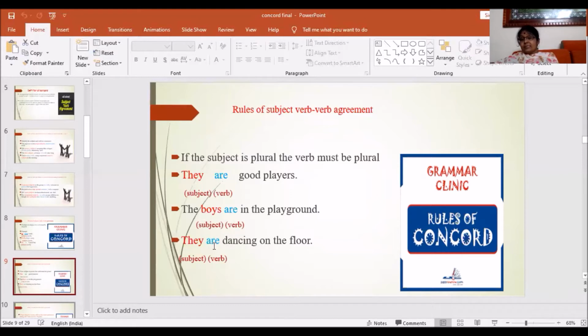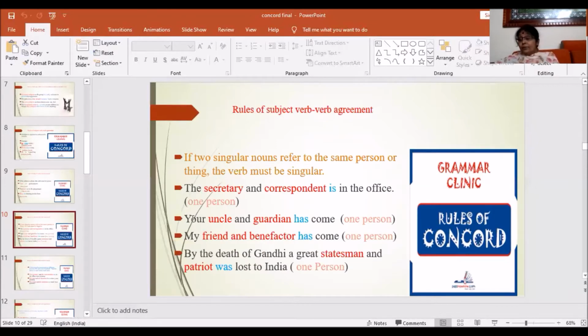Similarly, the third sentence: they are dancing on the floor. They is our subject. It is plural. Are is the verb, right? So we have agreed, the subject is agreeing with the verb. So what is our second rule? If the subject is plural, the verb must be plural. That is, they are good players, the boys are in the playground, they are dancing on the floor, right? Now, next rule, look at this rule.